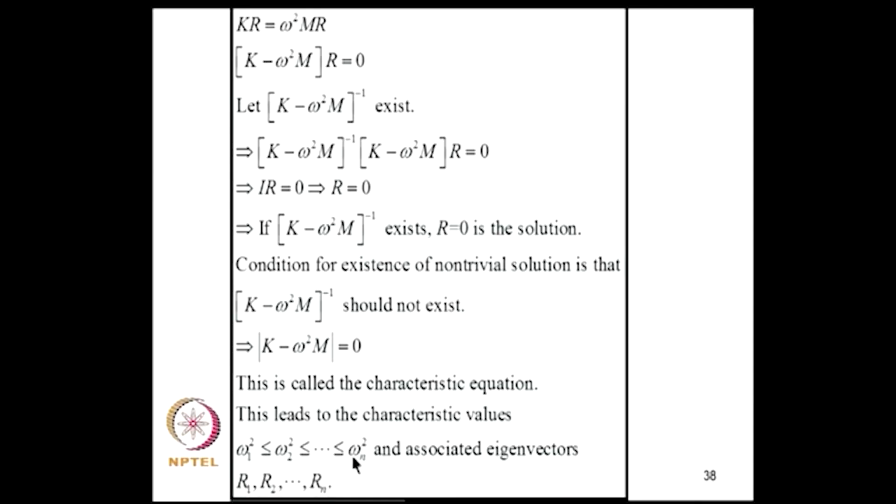And as I already said, the eigenvalues omega square are real and non-negative, therefore, they can be ordered as omega 1 square, omega 2 square, up to omega n square as shown here, and associated with each of these eigenvalues I will have these eigenvectors.